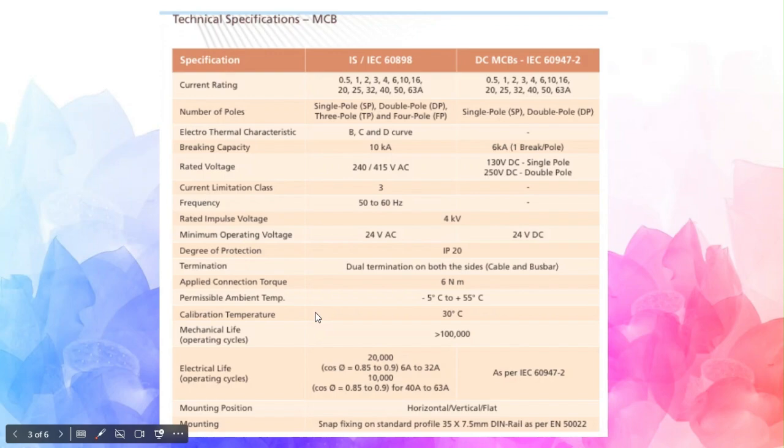Mechanical life: you can operate the mechanical switch in front of the MCB for more than 1 lakh times. Electrical life is how many times it can trip and reset. So for up to 32 ampere, it is 20,000. For 32 to 63 ampere, it is 10,000 times, which is really high. Generally, the life of an MCB spans something around 10 to 15 years. And mounting position: it can be mounted horizontally, vertically, flat on the DIN rail.